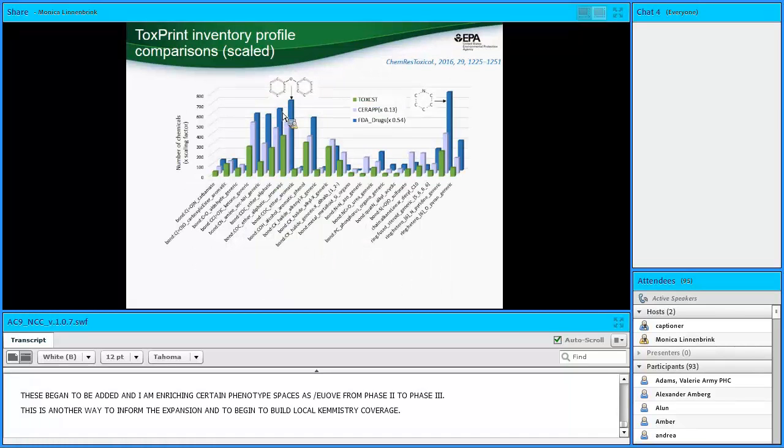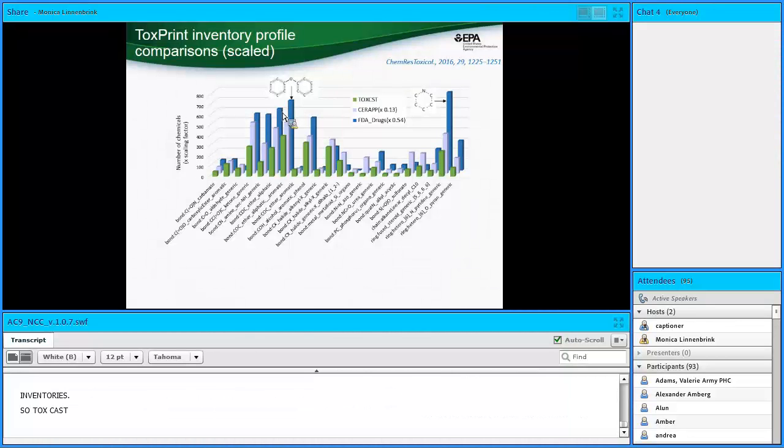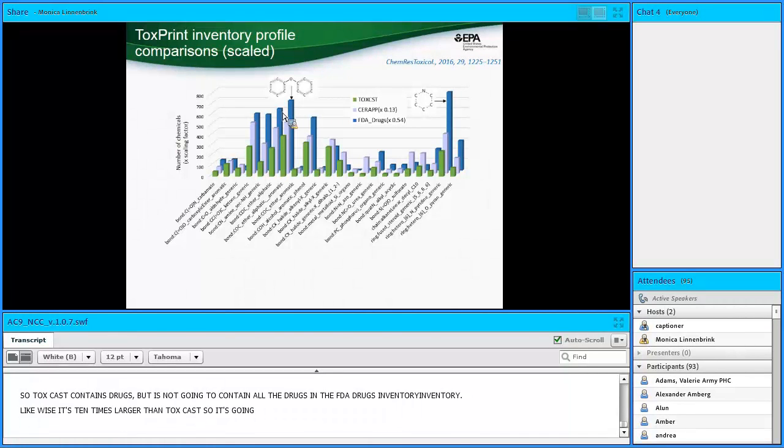Another thing we can do with these ToxPrints, because they give you an objective way, a common plane on which to compare very diverse inventories. So ToxCast contains drugs, but is not going to contain all the drugs in the FDA drugs inventory. Likewise, SERAP is 10 times larger than ToxCast, so it's going to contain many, many chemicals that ToxCast does not. We can't do a direct overlap to inform us how well we're covering that space. So what I've done here is I've scaled the two larger inventories, FDA and SERAP, to the size of ToxCast, so I can look at the relative coverage within the local chemotype domains.